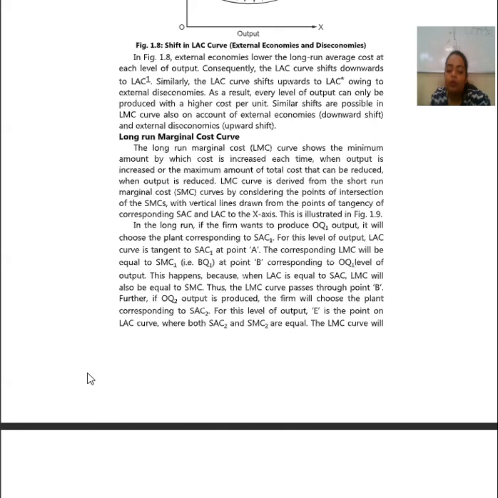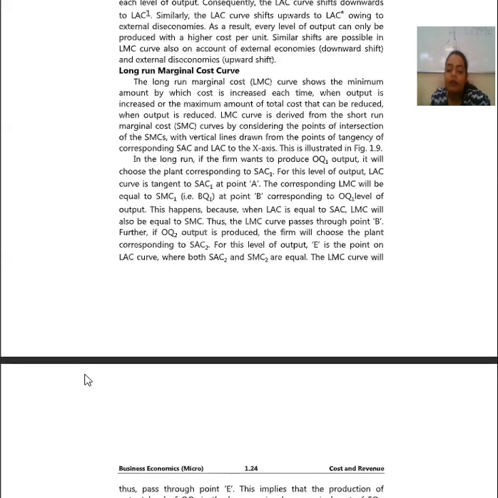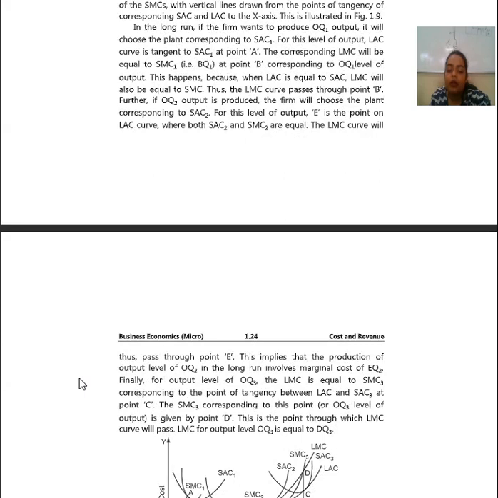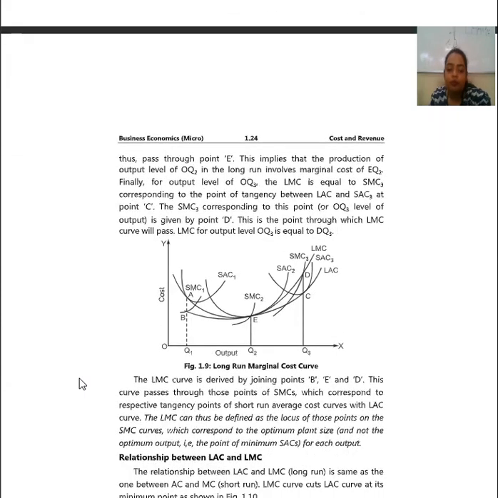Further, if OQ2 output is produced, the firm will choose the plant corresponding to SAC2. For this level of output, E is the point on the LAC curve where both SAC2 and SMC2 are equal. The LMC curve will thus pass through point E. This implies that the production of output of OQ2 in the long run involves marginal cost of EQ2. Finally, for output level of OQ3, the LMC is equal to SMC3 corresponding to the point of tangency between LAC and SAC3 at point C.